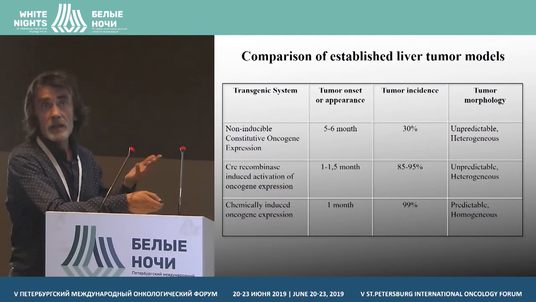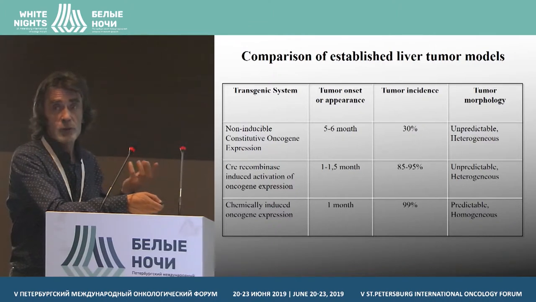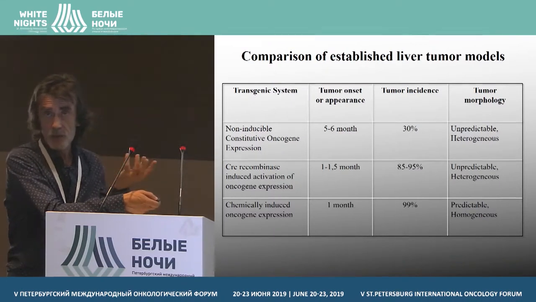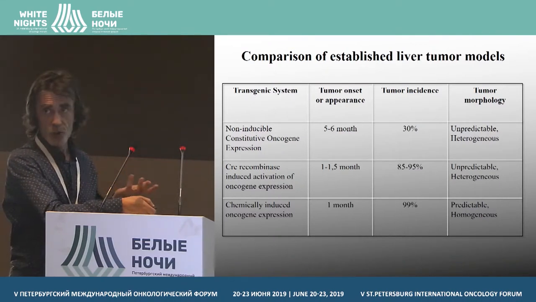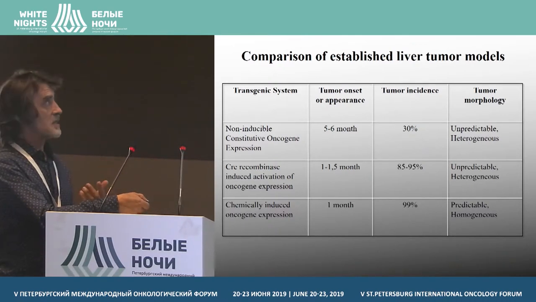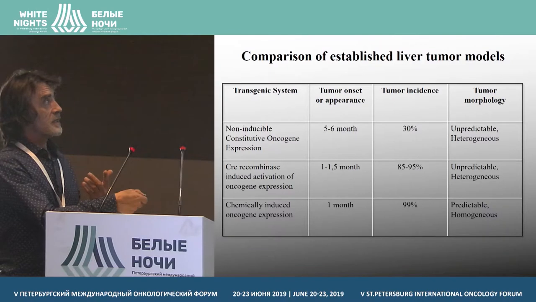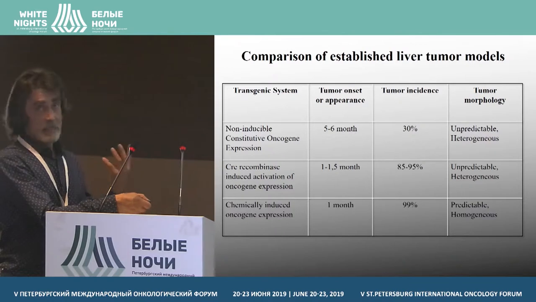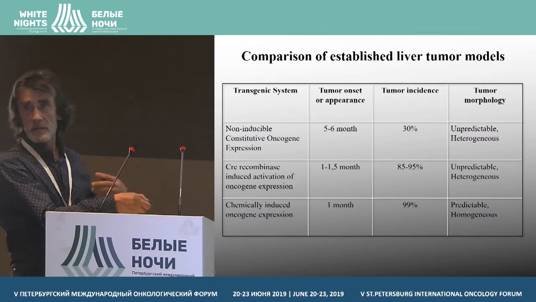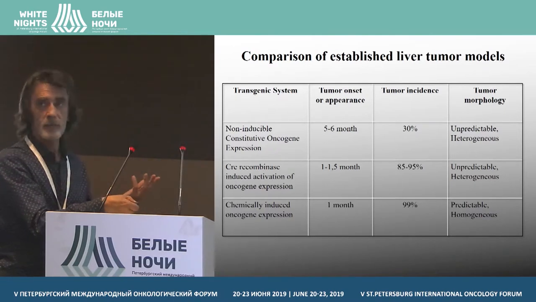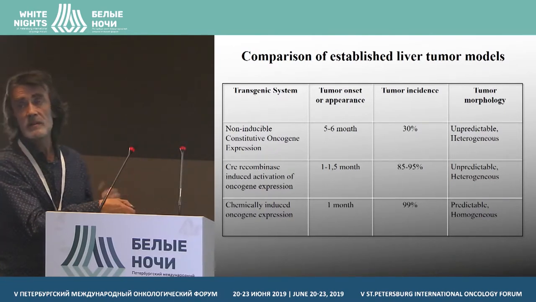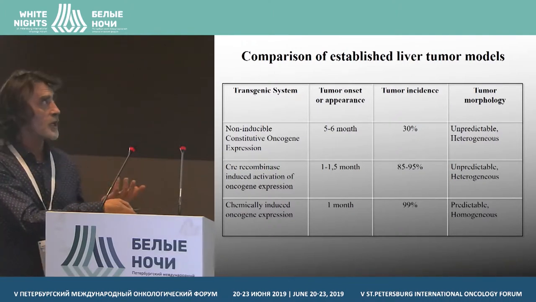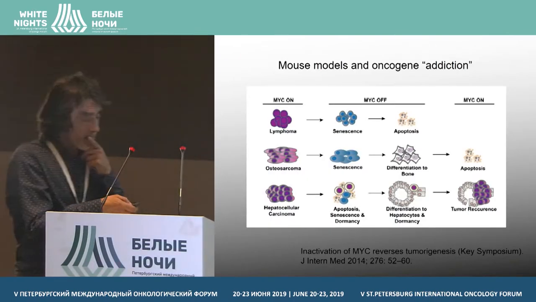Thus, we concluded that the inducible model met all the requirements we had. It was quite cheap, well reproducible. Tumor developed within 1 month. The incidence was quite high, and we didn't have to manipulate the fish. So it was predictable and homogeneous. On the whole, the system was ready for further analysis.